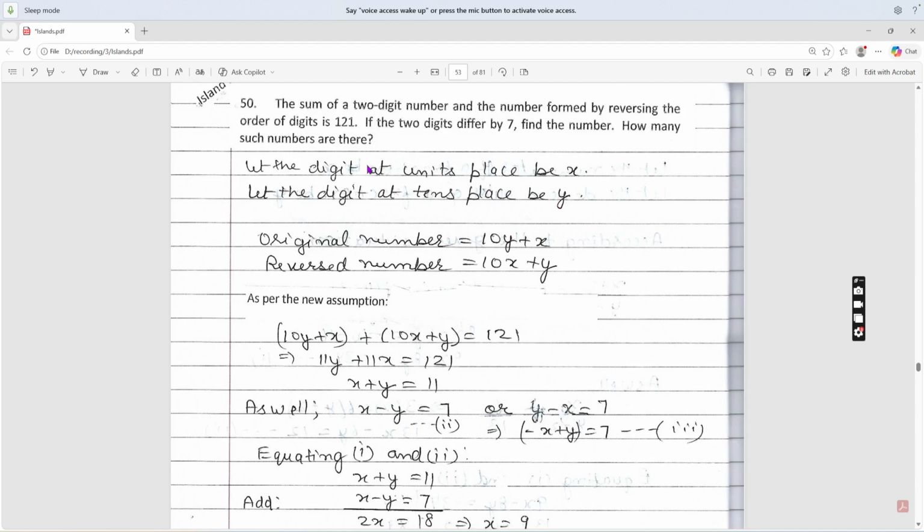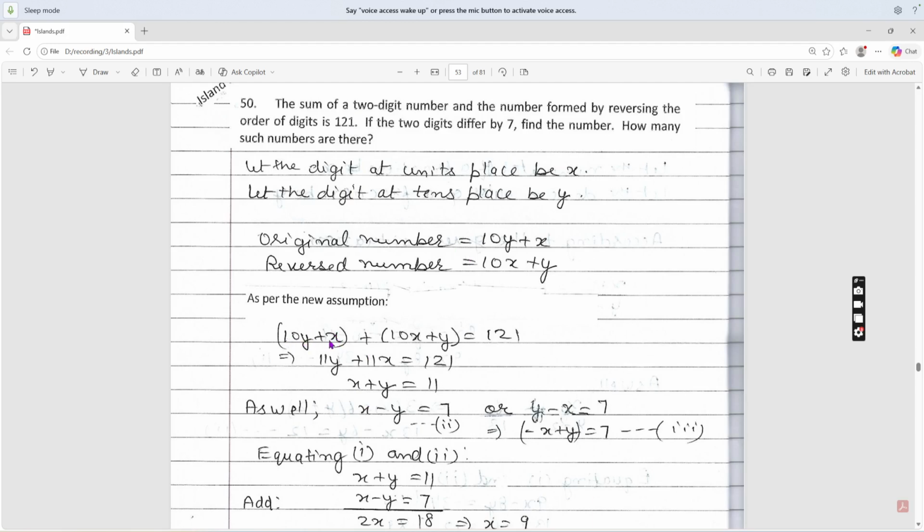And whatever the digit at the unit place, we have to multiply it by 1. So the answer would be x into 1, that is x only. And the number would be unit place plus tens place, that is 10y plus x. Simple. And when we reverse the digits, then it would be 10x plus y, vice versa. Four statements are mandatory to be written every time in these types of questions. Now we will see further what condition is given. The sum of a two-digit number and the number formed by reversing the order of digits is 121. So what we are going to do?